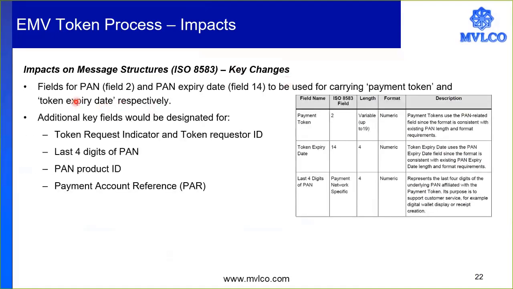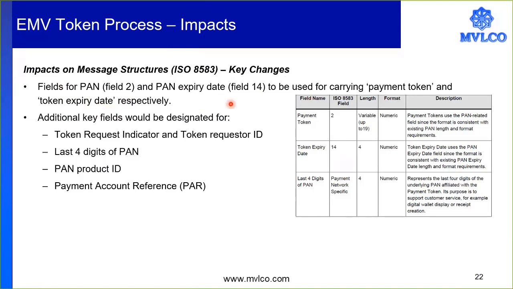As I said, the idea, the constraint or the assumption behind this entire tokenization is let us not affect the other systems, let us not affect the other processes that we already have, and let us go on using the existing infrastructure. So that is why it says that the field for PAN, that is your primary account number, field 2 in the ISO 8583 message, and the PAN expiry date, field 14, are to be used for carrying the payment token and token expiry dates.